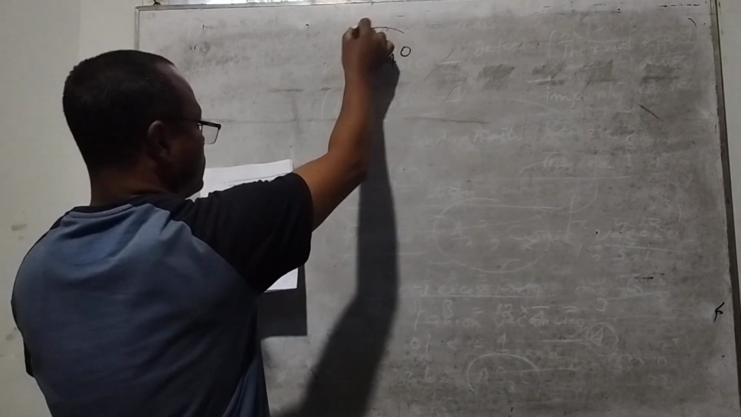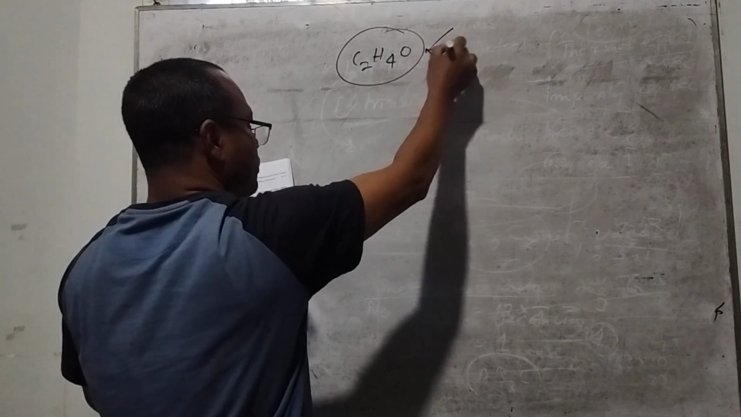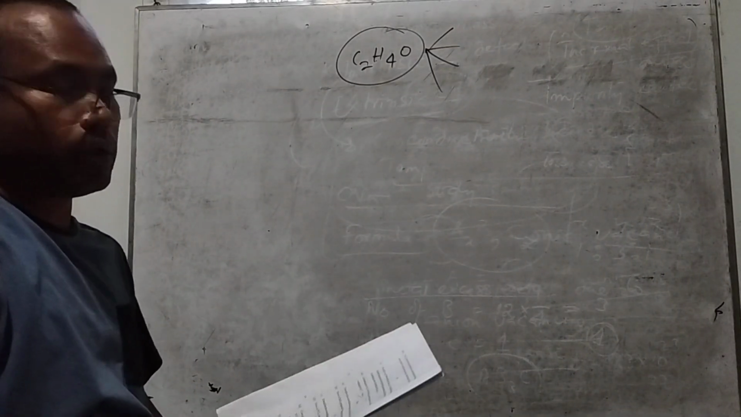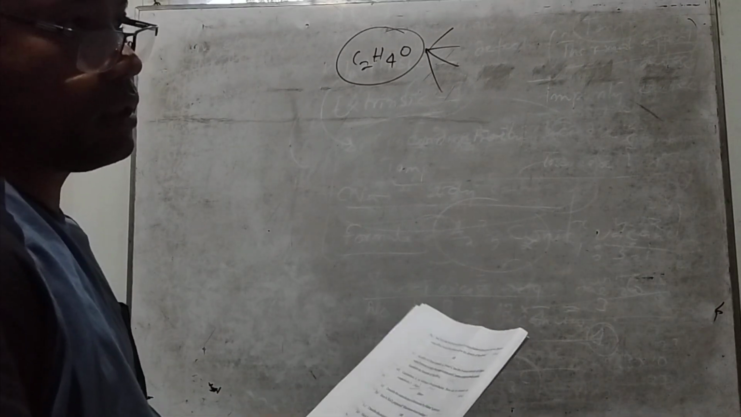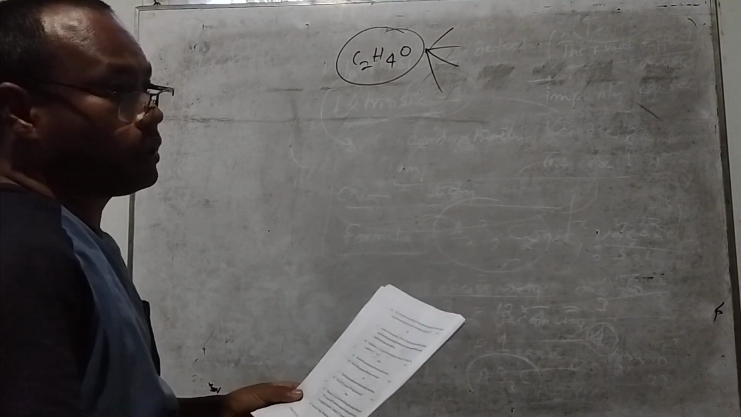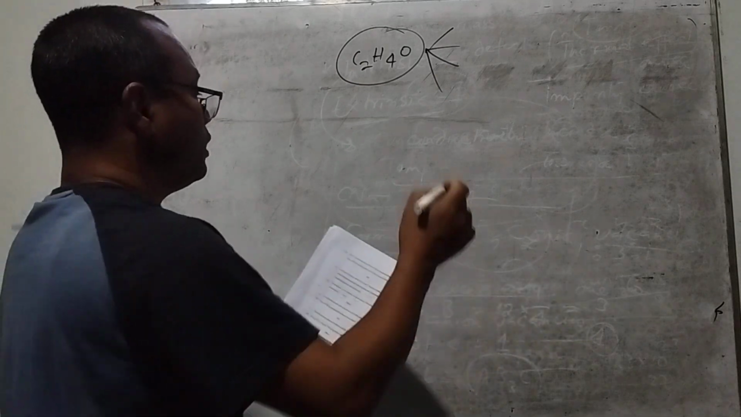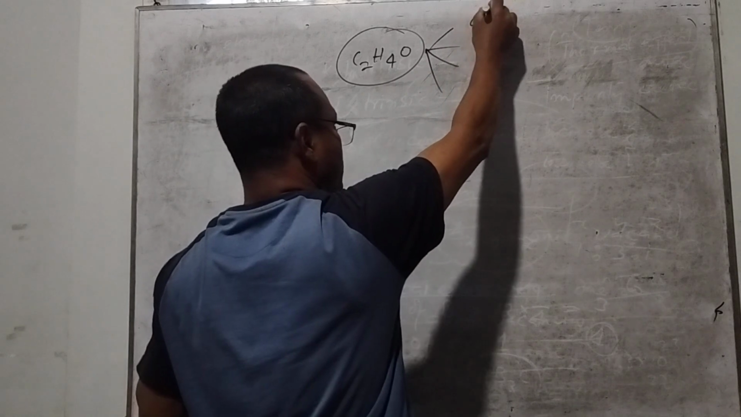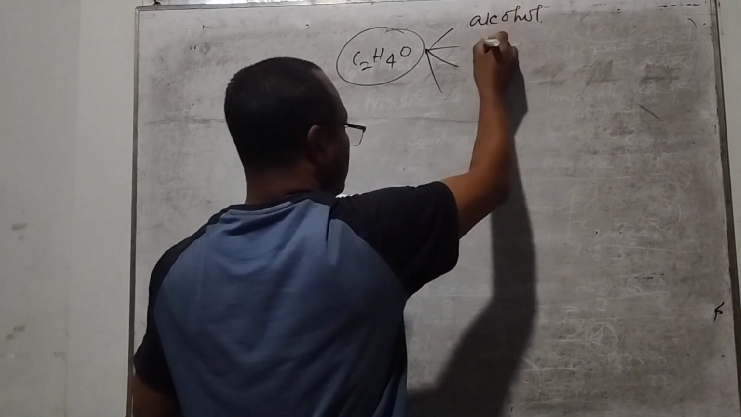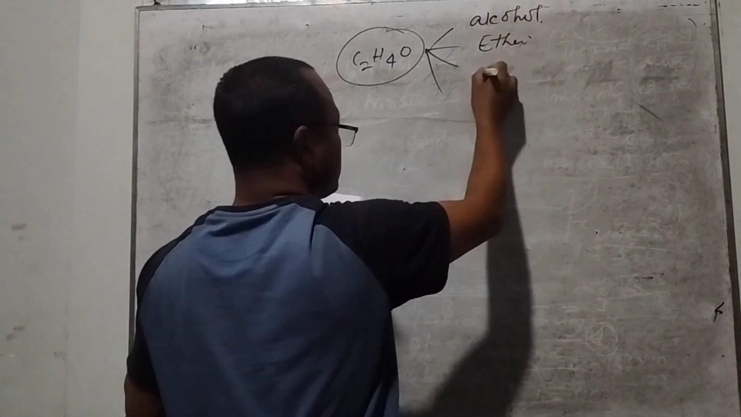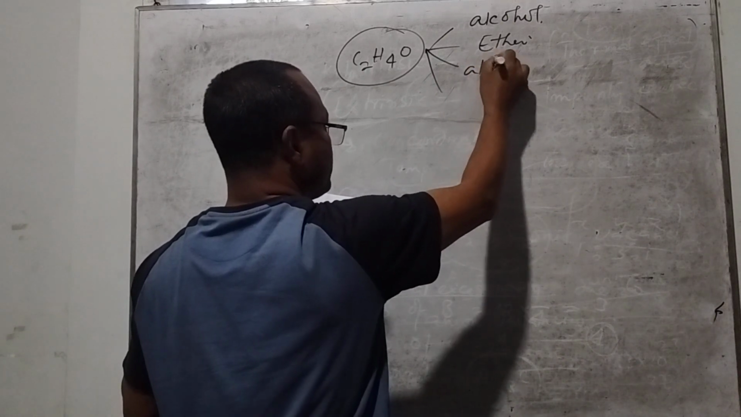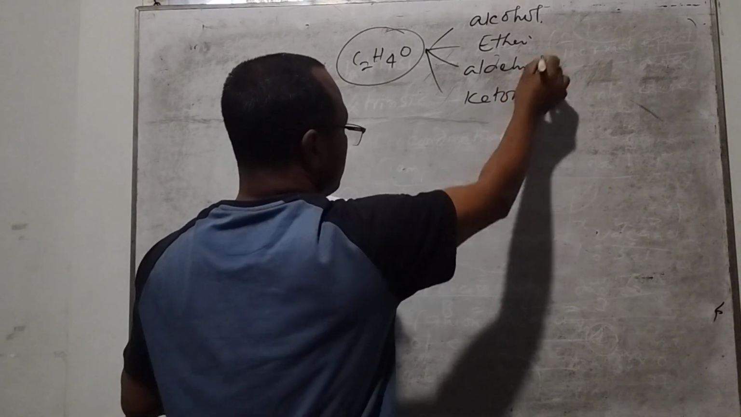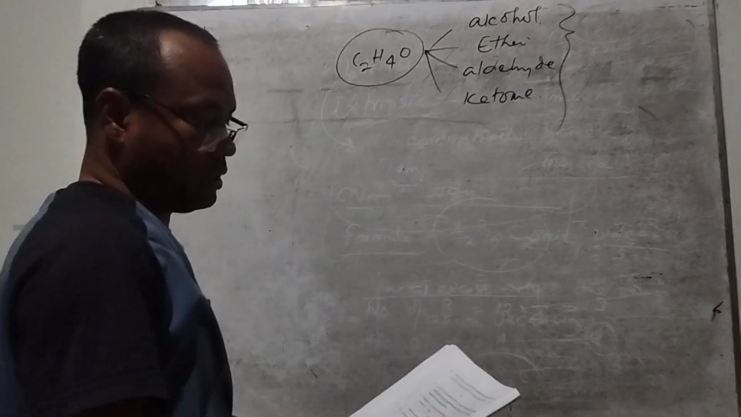C2H4O. Here let me write what the options are. Look at the given organic compounds containing oxygen. What compounds are possible? An organic compound containing 1 oxygen may be an alcohol, an ether, an aldehyde, or a ketone. These 4 compounds may be possible here.